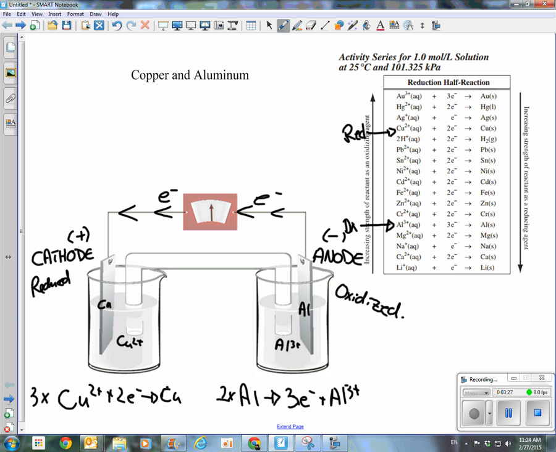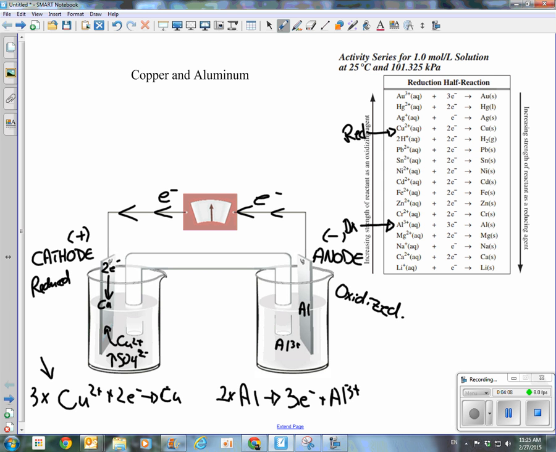Now the question is what is going to happen. When I look here at the reduction half reaction, I see that the copper is coming out of solution and being plated as copper. And that makes sense because I'm going to have 2 electrons coming in here and plating that. So I'm going to have a buildup of the SO4 2- in solution, because I'm pulling out the positive cations that are in solution.